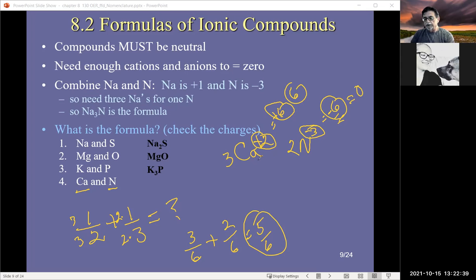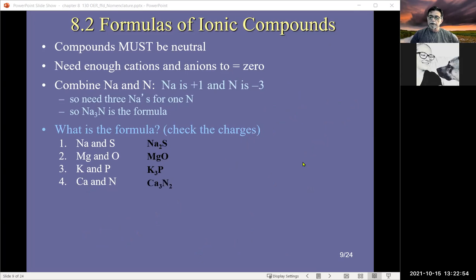And so that 3 becomes the subscript for calcium, and that 2 in front of nitrogen becomes the subscript for nitrogen, or nitrite. So the formula becomes Ca subscript 3, N subscript 2, okay? Also known as calcium nitrite. Okay.